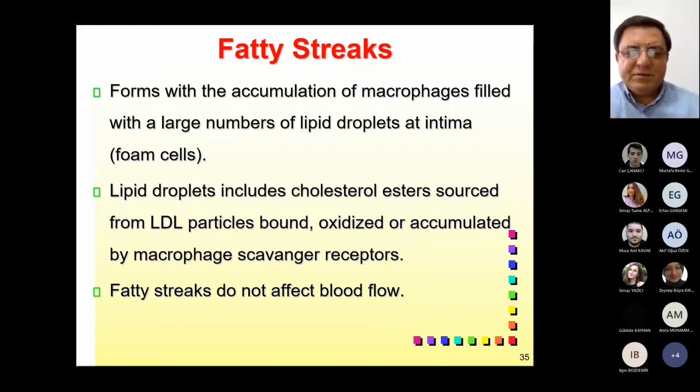And these LDL particles, as you know, are bound or oxidized or accumulated by the scavenger receptors. But this fatty streak formation is not able to affect the blood flow.